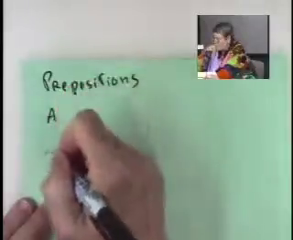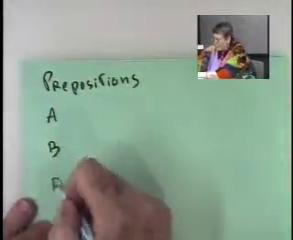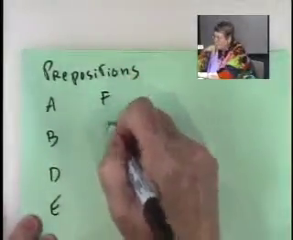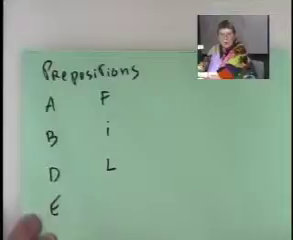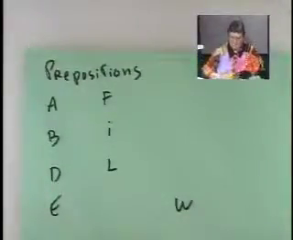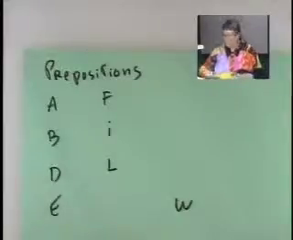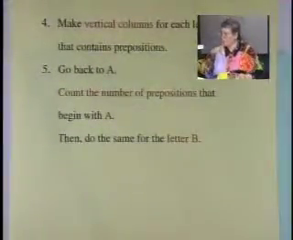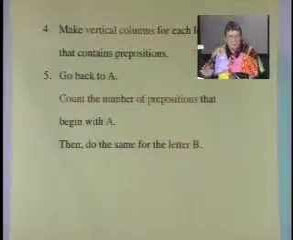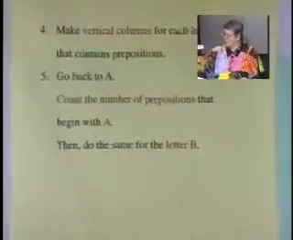So you would take your cheat sheet and you would say there are some prepositions that begin with the letter A and some that begin with the letter B, some with D, some with E, some with F, some with I, L, and so on until you get to W way over here on the end. That would be the next step. So I just made for you vertical columns for each letter that contains prepositions. And then the next thing I would do would be to go back to the prepositions that begin with the letter A and I'd count them. And I would do the same for the letter B.